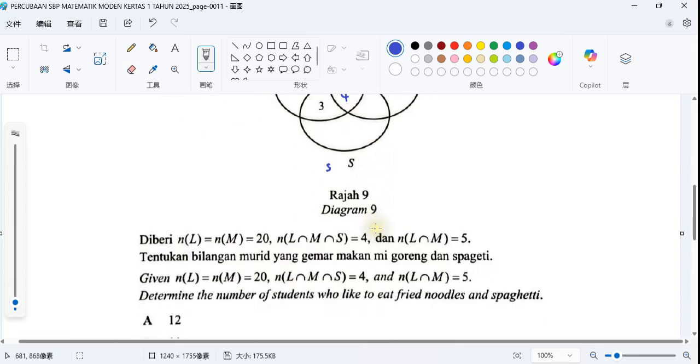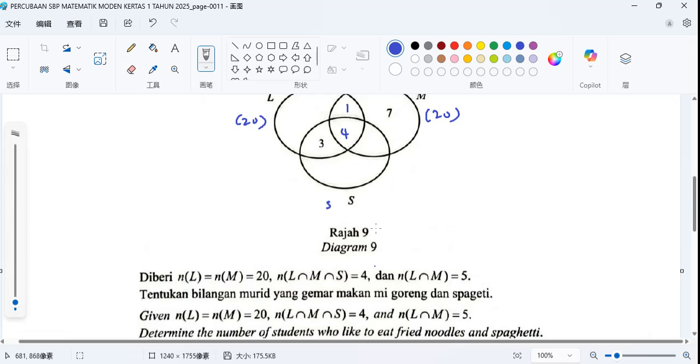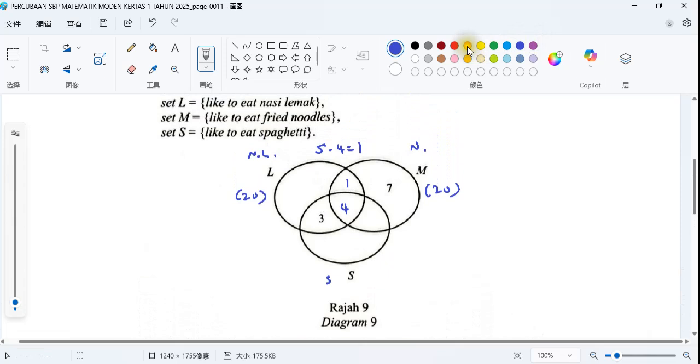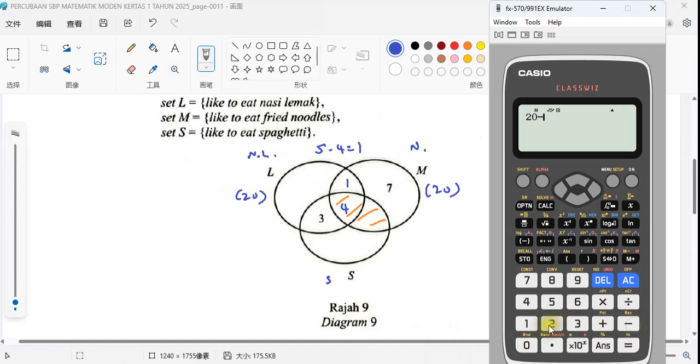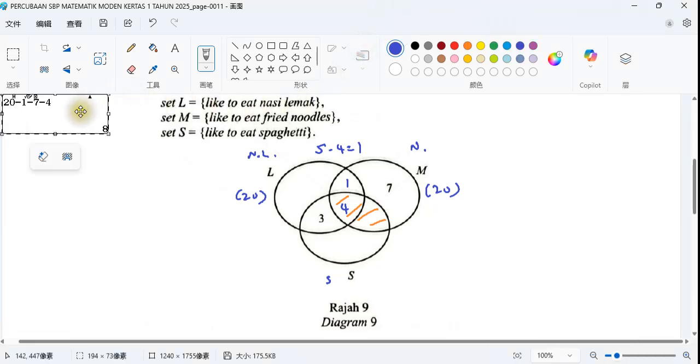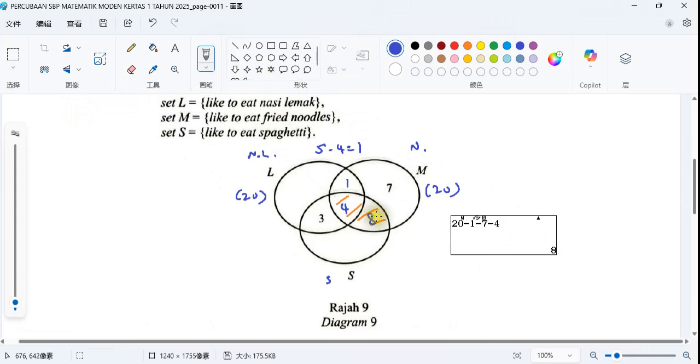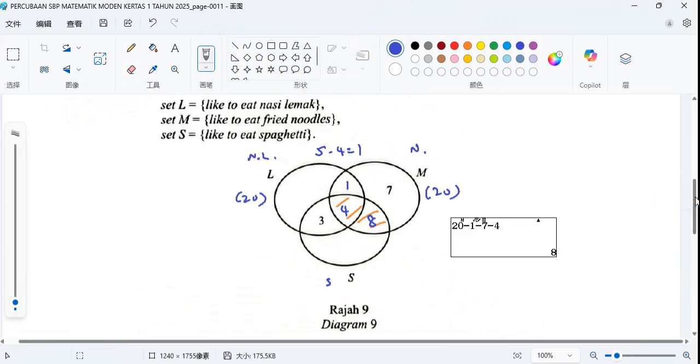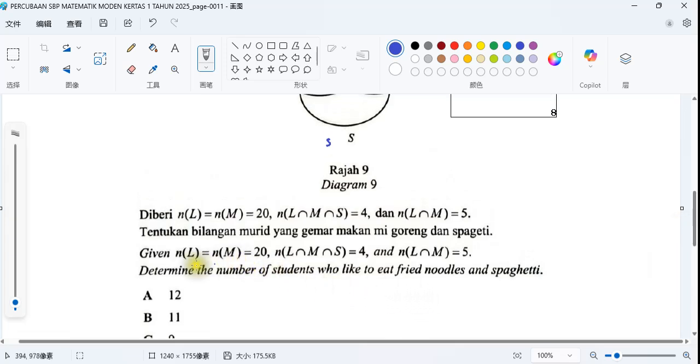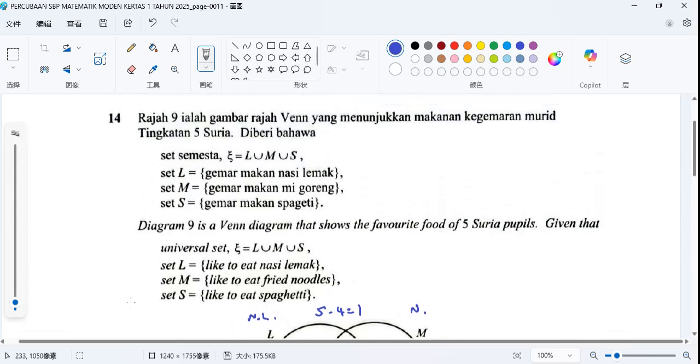Determine the number of students who like to eat fried noodles and spaghetti. So fried noodles and spaghetti, this part. Okay, so we have 20 minus 1 minus 7 minus 4. Then we have 8 here. So 4 plus 8. So the number of students will be 4 plus 8, 12. A. So this one is Form 4, Chapter 4.